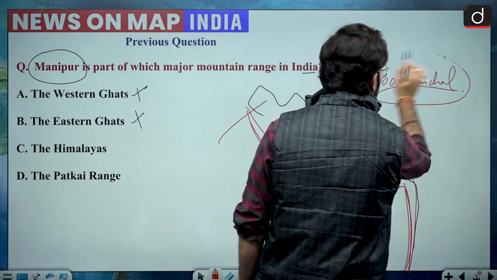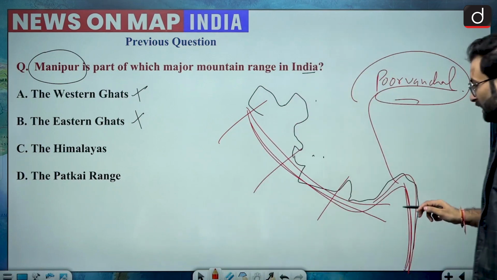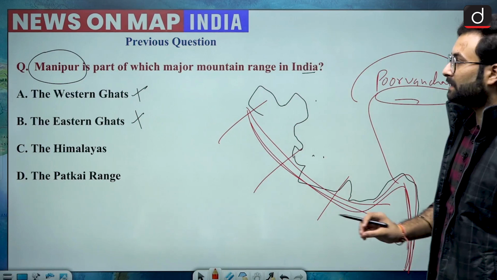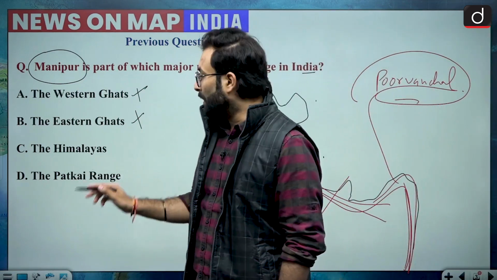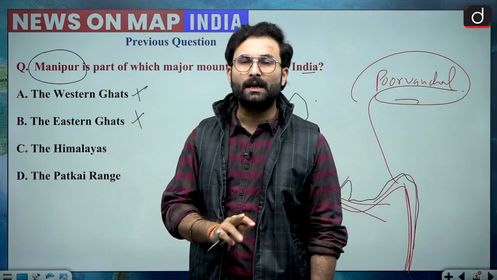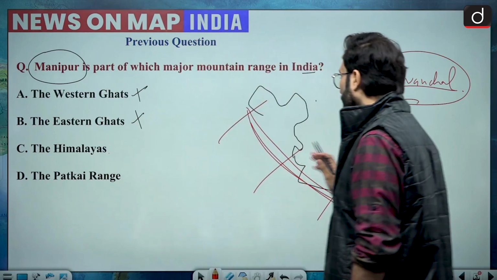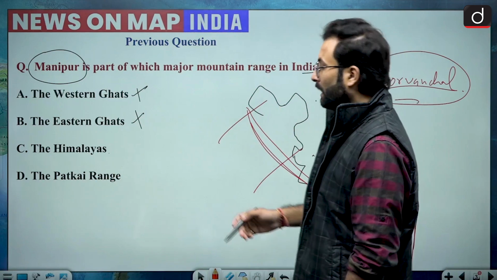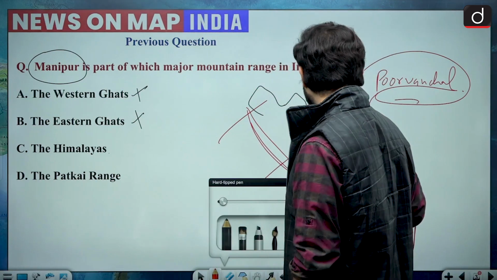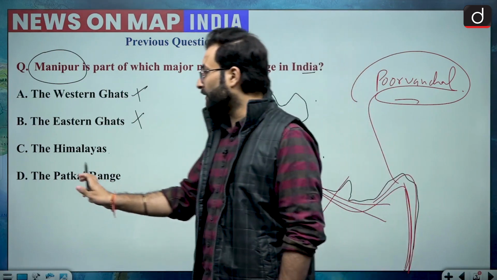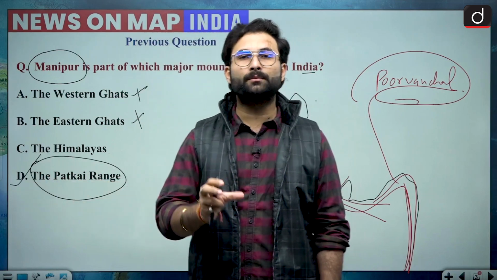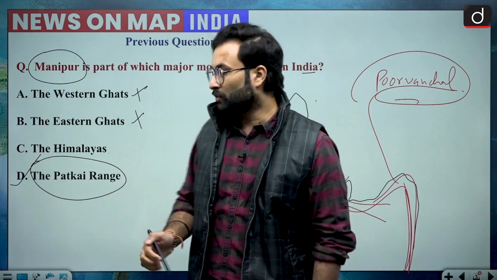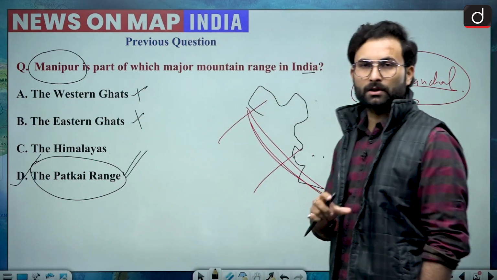So these Purvanchal hills extend up to the Manipur area. So we can say that in case the Patkai range was not given in the options, Himalayas could have been the option. But generally we'll take that Himalayas are in this particular area, and then there is a specific mention of the Patkai range. That is why we will go for the Patkai range as the answer, because we have to choose the most appropriate answer. So Patkai range would be your specific answer.